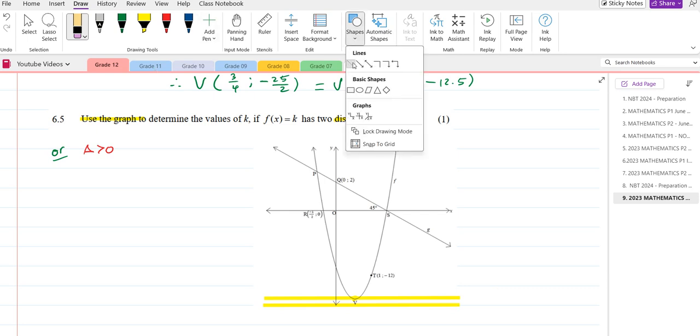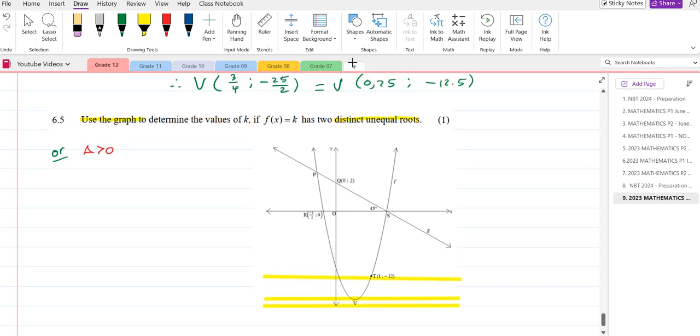Now, if I cut the graph above the turning point, anywhere above the turning point, I will always get 2 unequal roots. See, 1, 2. If I cut it here, same story. I'm always getting 2 unequal roots, and it's distinct because it's different. But if I cut it at the turning point, no, that does not work.